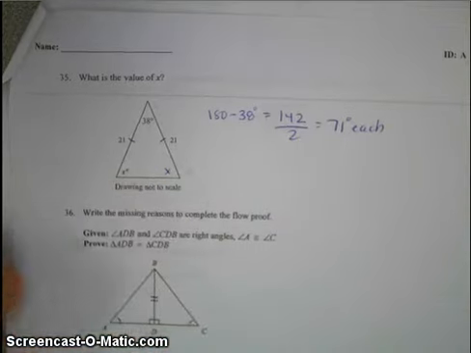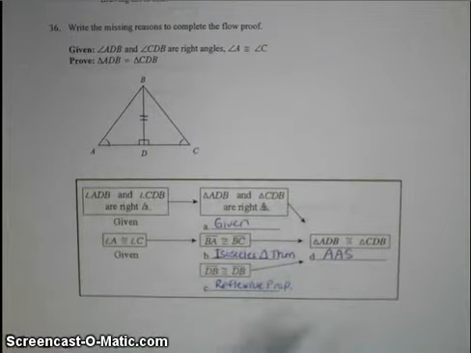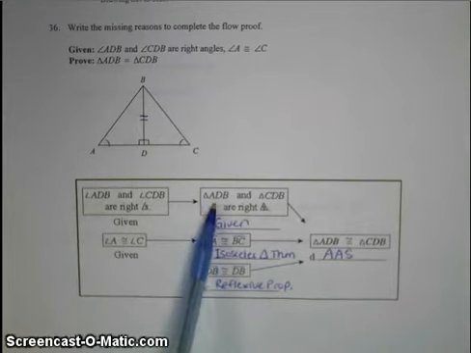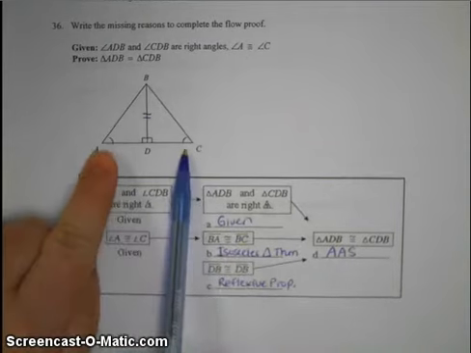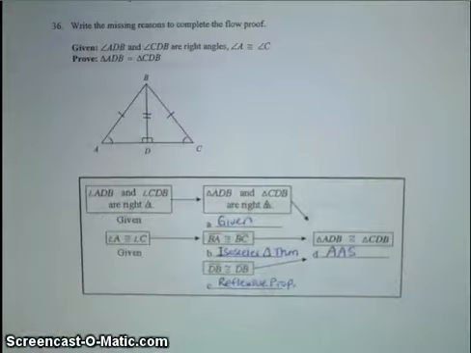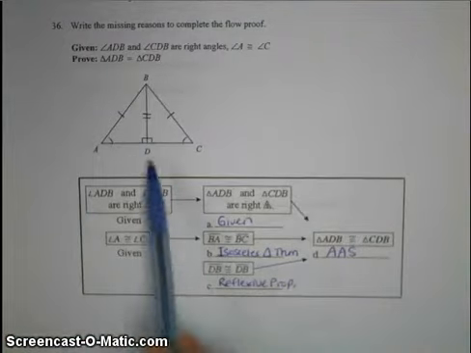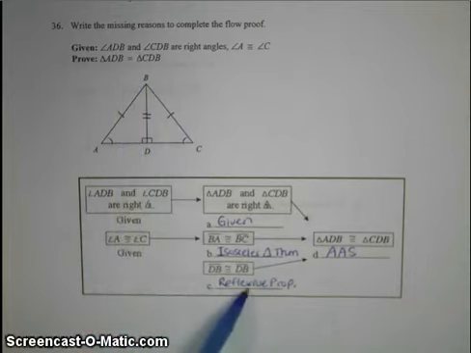Number 36. While my class didn't do flow proofs, I'm hoping that you could notice that it's really the same thing as our two column, just it looks a little different. So how do I know they're right angles? It's given. How do I know that BA is congruent to BC? Well, I have these two angles congruent, which makes this, again, an isosceles triangle, which would tell me that those measures are also congruent. How do I know that DB is congruent to DB? It's a shared side. It's congruent to itself, so that's the reflexive property.